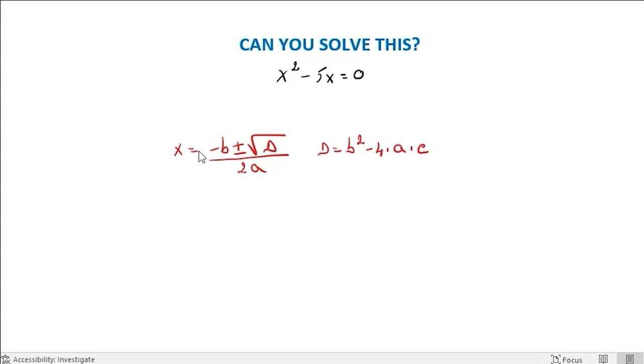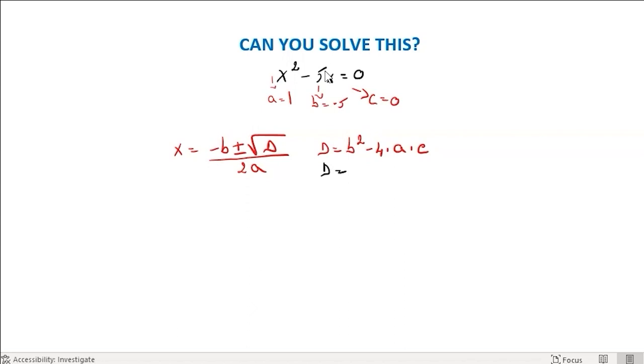So, what are those numbers, b, a, and c? These numbers are the coefficients of our x. In this case, a equals 1, b equals minus 5, and c, because we do not have c in here, c equals 0.